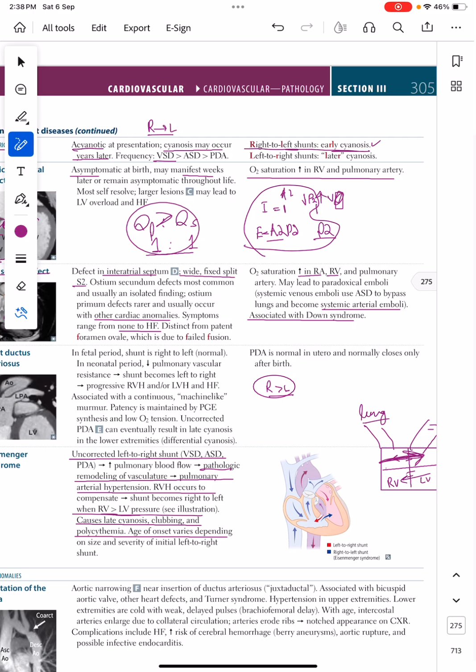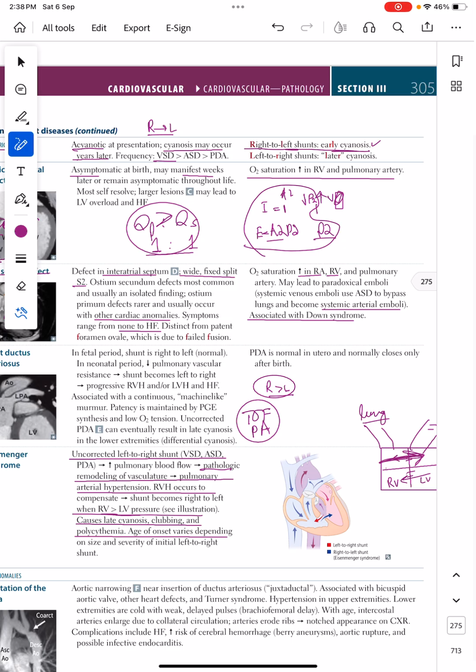So it is a machine-like continuous murmur, and sometimes we therapeutically keep this open in conditions like tetralogy of Fallot and similarly pulmonary atresia, so that it allows blood flow to the lungs and keeps the patient alive.